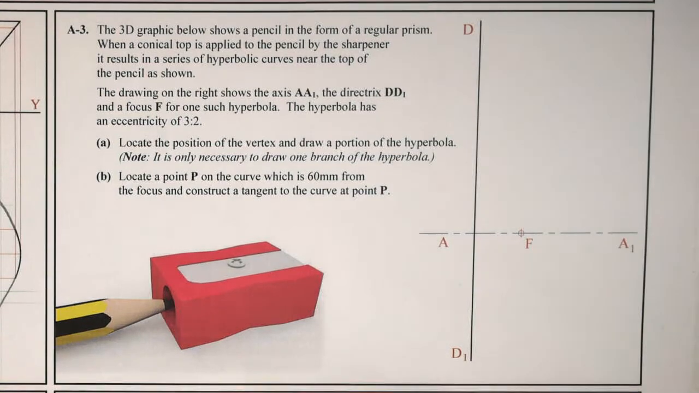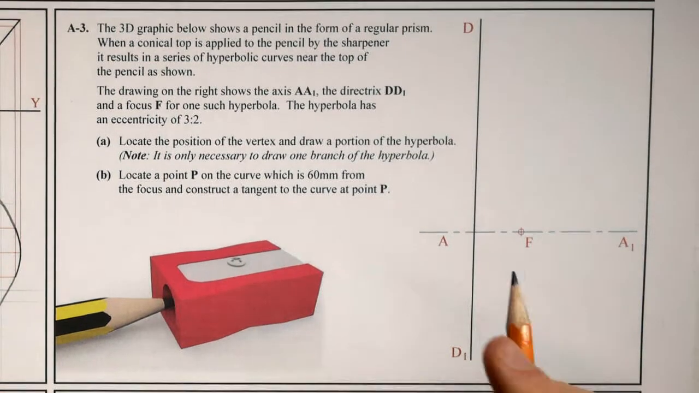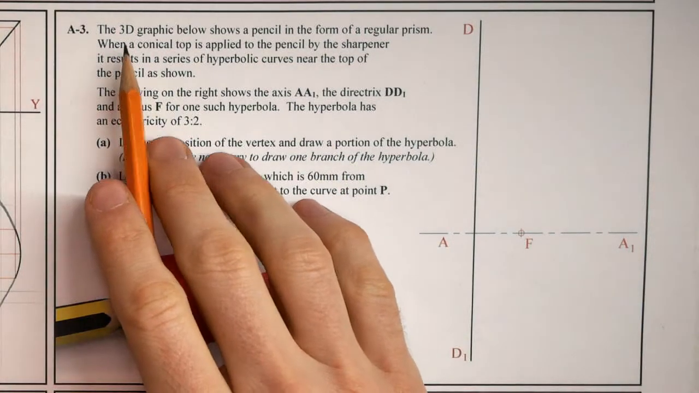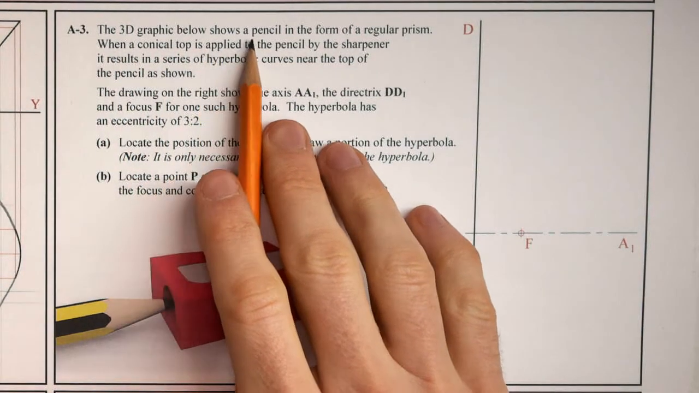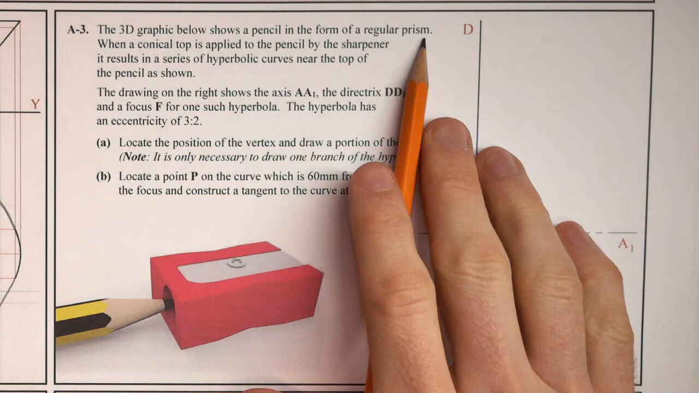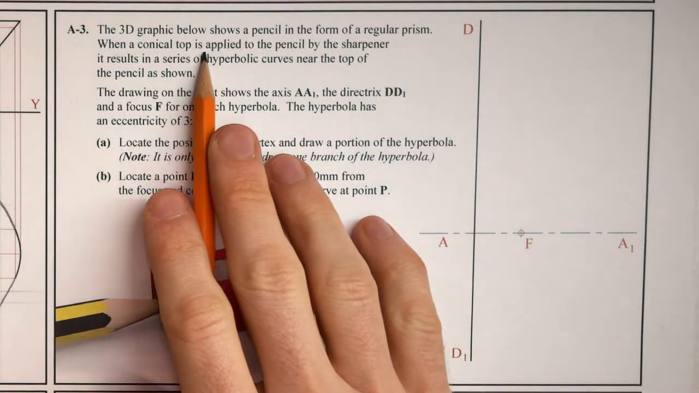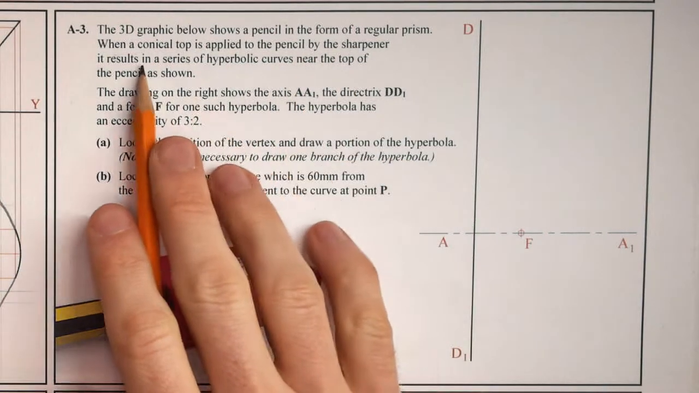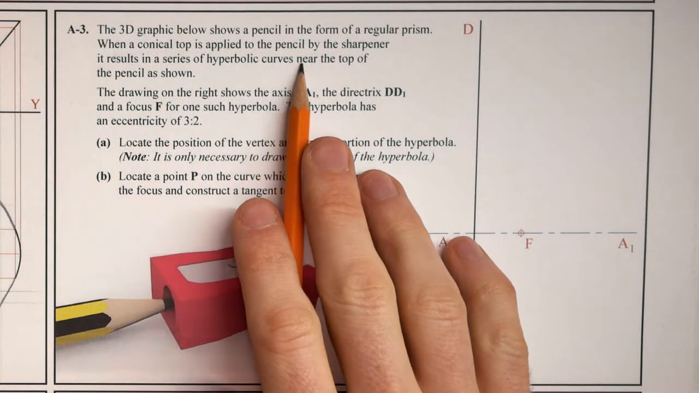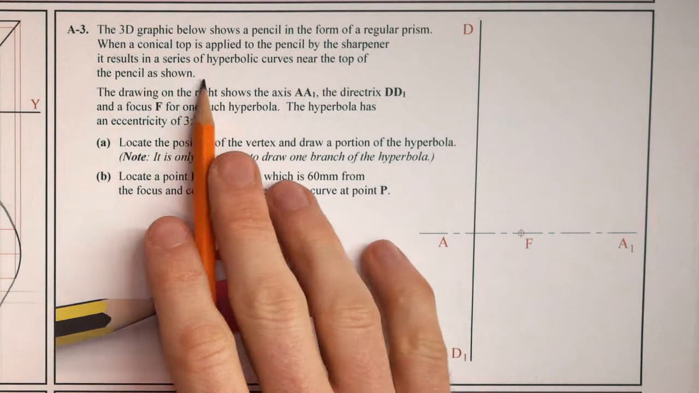Welcome to 2016 question A-3. So this is a conics question. The 3D graphic below shows a pencil in the form of a rectangular prism. When the conical top is applied to the pencil by the sharpener, the result is a series of hyperbolic curves near the top of the pencil as shown.